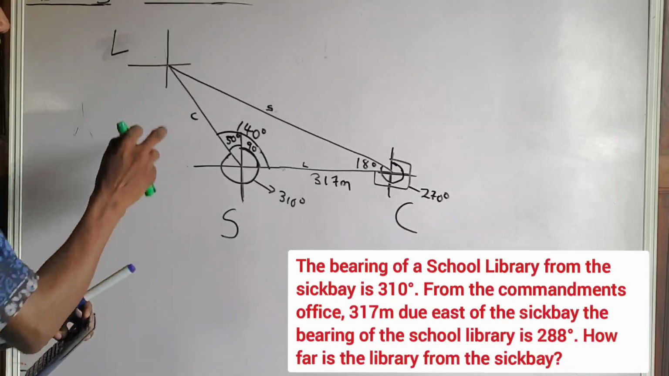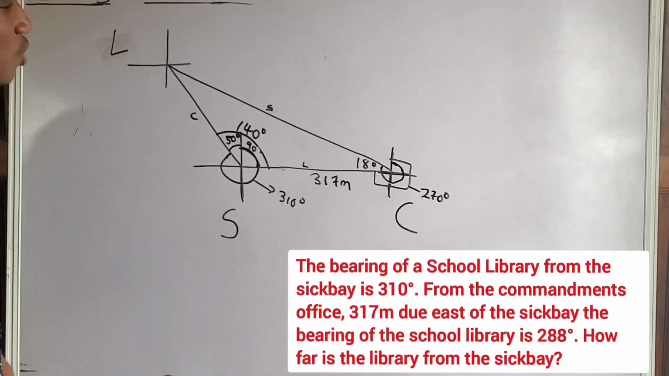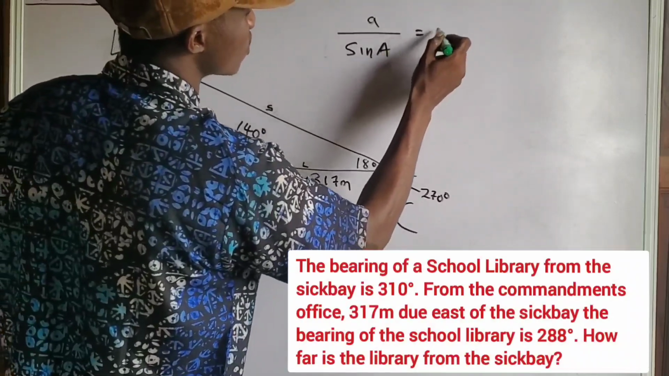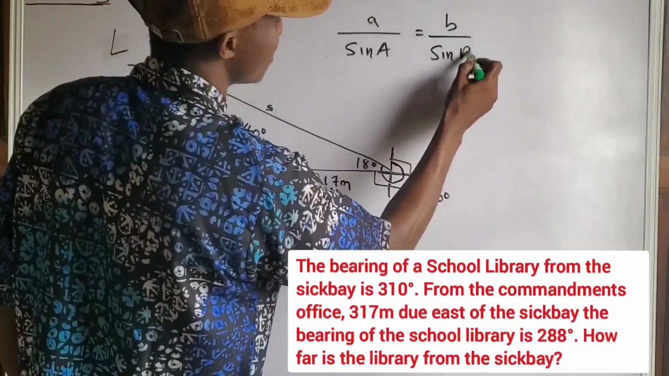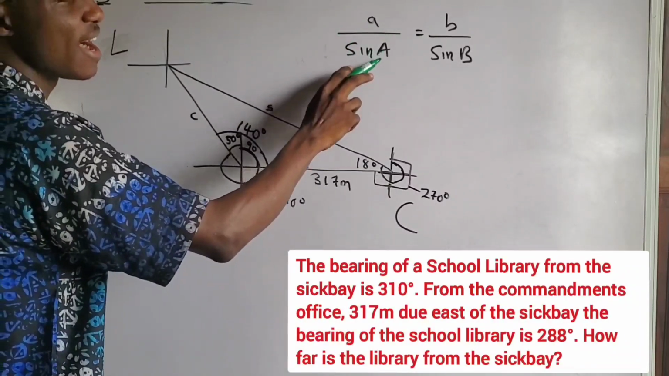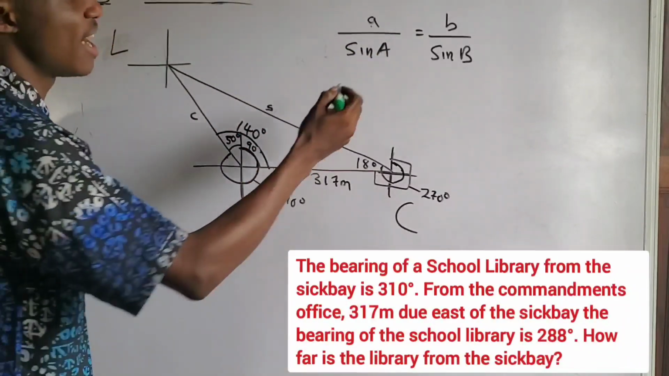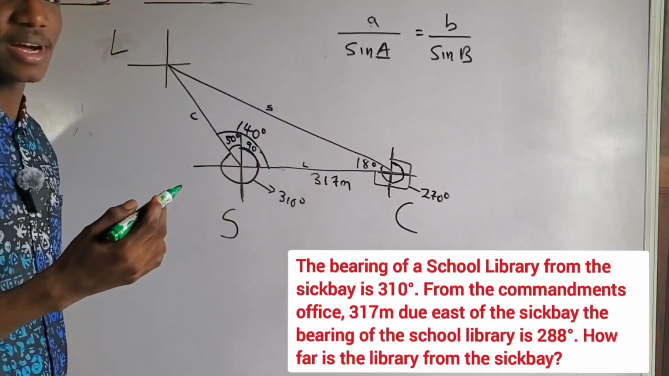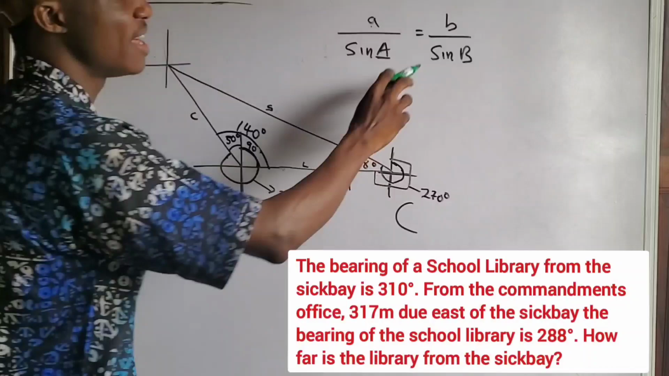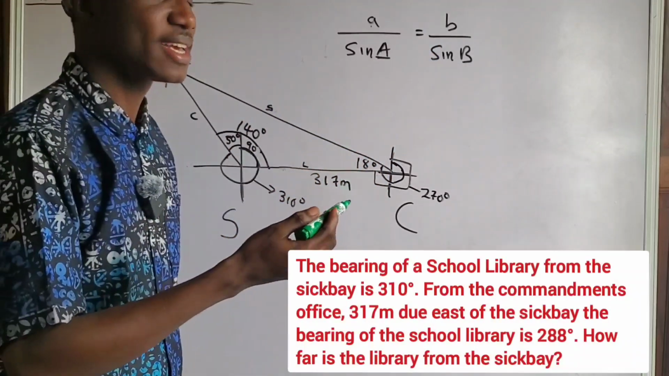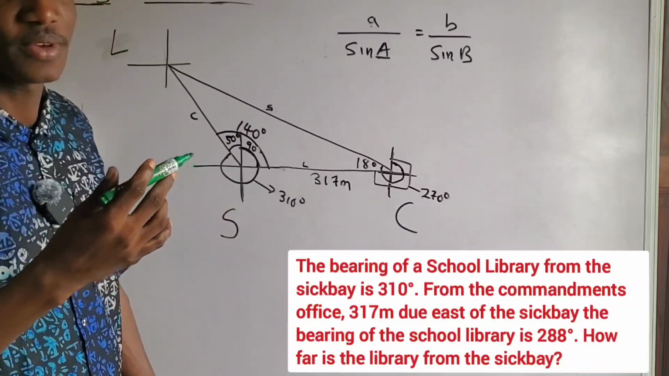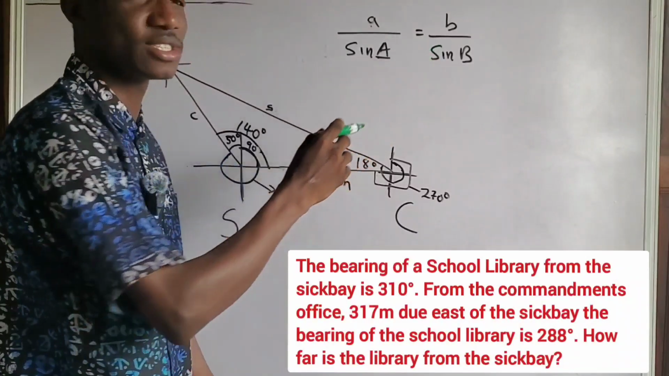the side, this side. So according to the sine rule, a over sine A equals b over sine B, where small letter a is the side, and capital letter A is the angle that side a faces. You understand? And b is also one side, and capital letter B is the angle that side b faces.